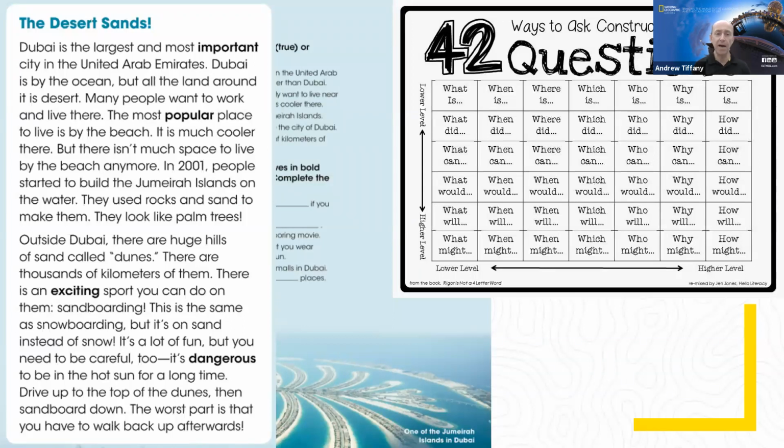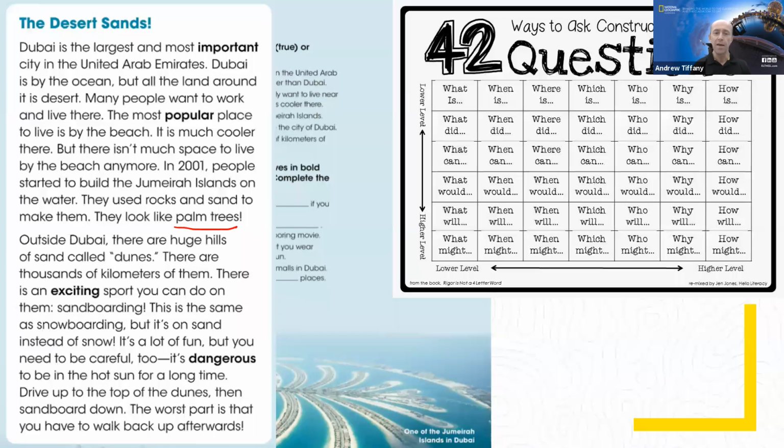Okay, here they made a palm tree, right? So now I'm starting to go towards the higher order questions, right? It might be like, so if you were going to make an island, what kind of island would you make? What shape would you make it? You can make any shape you want. What shape would you make it? And why? Why would you make it that shape?